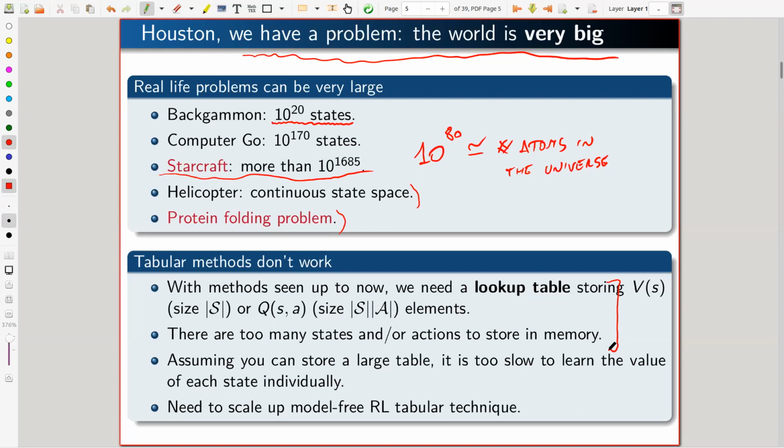Okay. Sometimes we can also store a large table, but the algorithm will be nevertheless too slow to learn the value function of each state individually. And so we need to scale up model-free reinforcement learning tabular techniques.